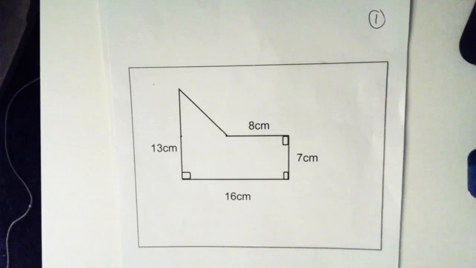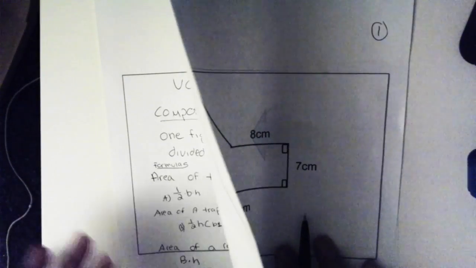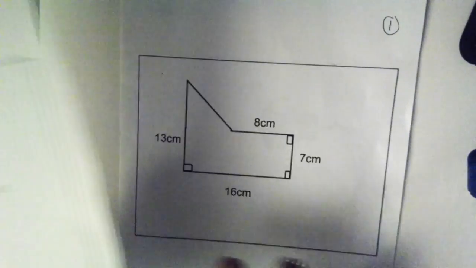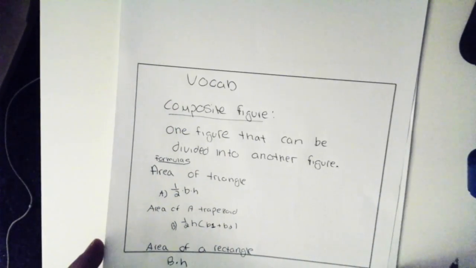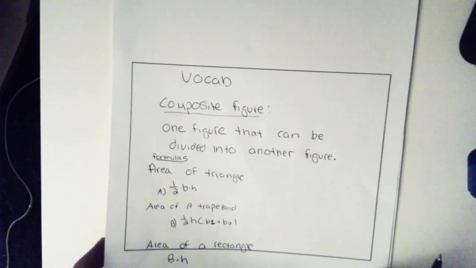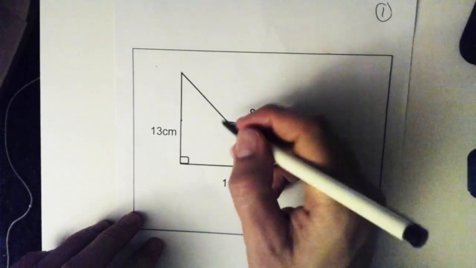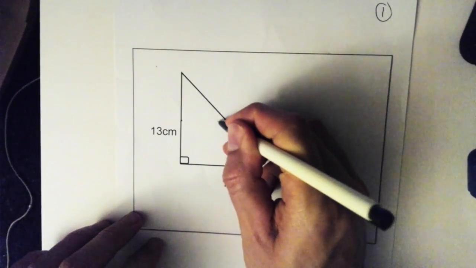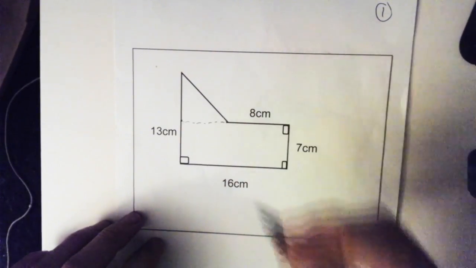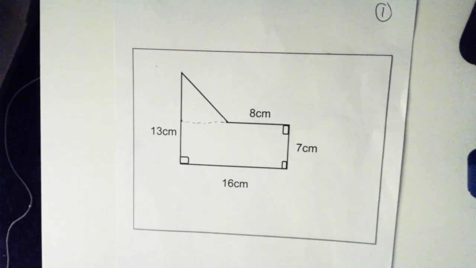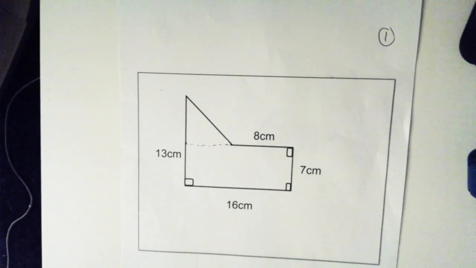So since we're dealing with composite figures here, and if you remember with composite figures, it's one figure that can be divided into another figure. So you want to divide this up. This shape here kind of looks like a triangle, so I'm going to make some dotted lines here to form a triangle. Let's start with the easy stuff first.